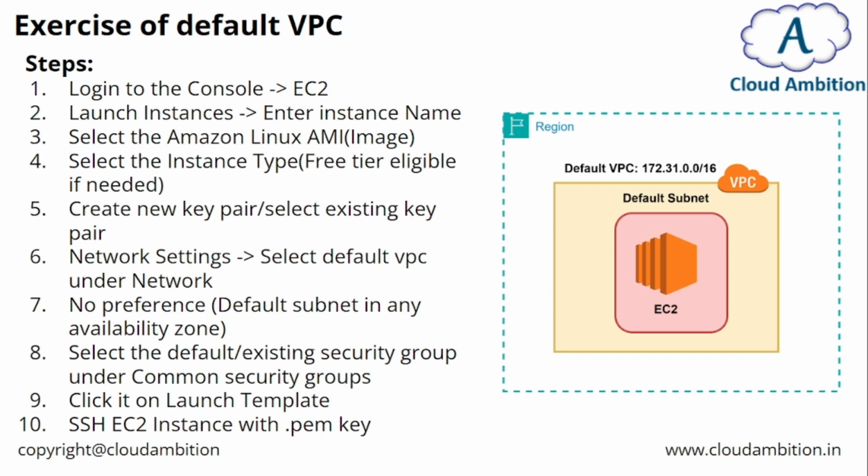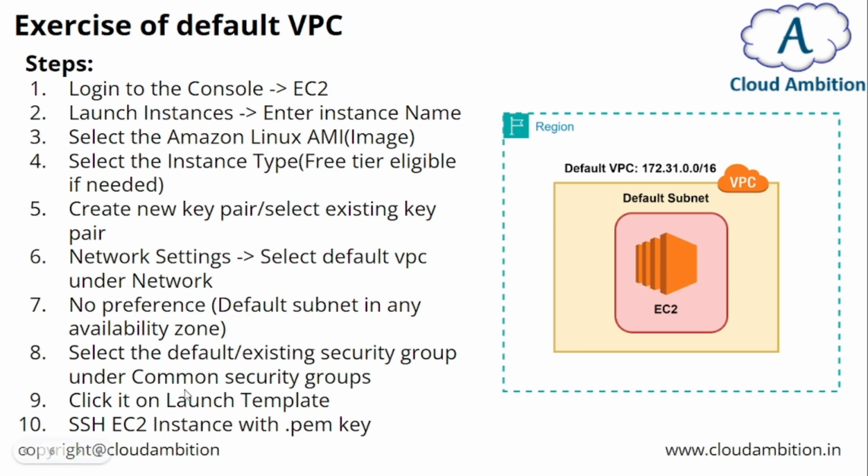So this is the exercise. What we are doing: we are selecting one region and creating an EC2 instance in that region, and we are selecting the default VPC. The default VPC CIDR range is 172.31.0.0/16, and we are selecting the default subnet with no preference, so it can use one of the default subnets available in that region.